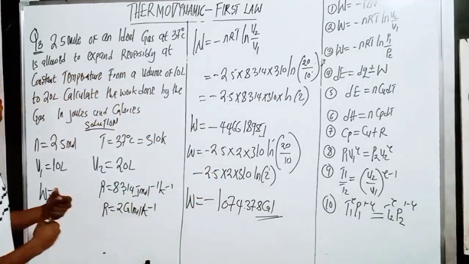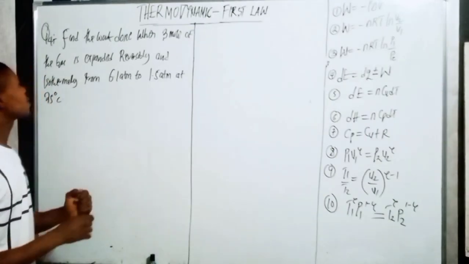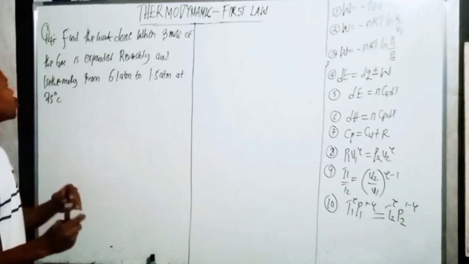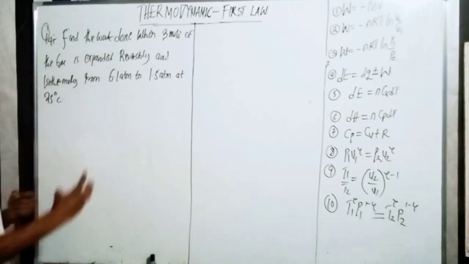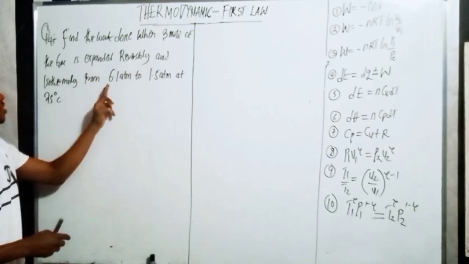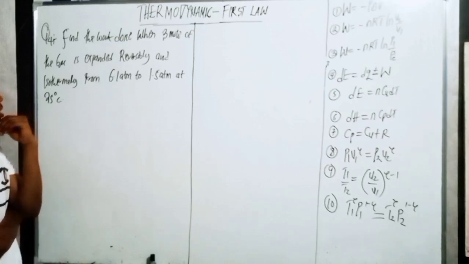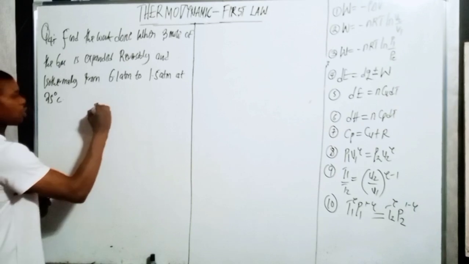So now we're going to look at our question 4. Find the work done when 3 moles of the gas is expanded reversibly and isothermally from 6.1 atm to 1.5 atm at 25 degrees centigrade. So let's solve it together here.